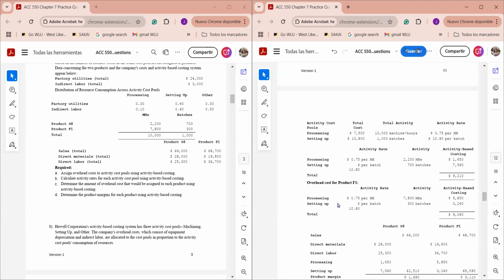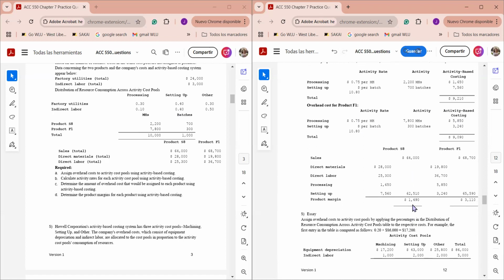And then for the second one, for our batches, it's going to be taking again our activity rates, but now for product F1, which is going to be here, machine hours and our batches, here processing and then setting up. If you multiply these two, that's going to be our activity-based cost, and then if you multiply these two, that's going to be our activity-based cost. If you sum that up, that's going to be your total for each product.